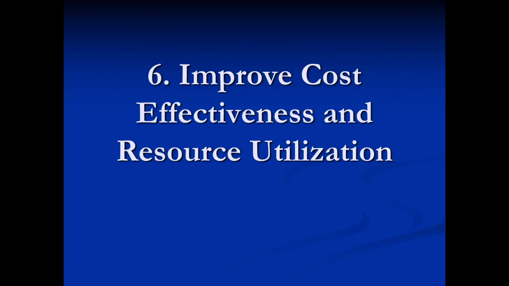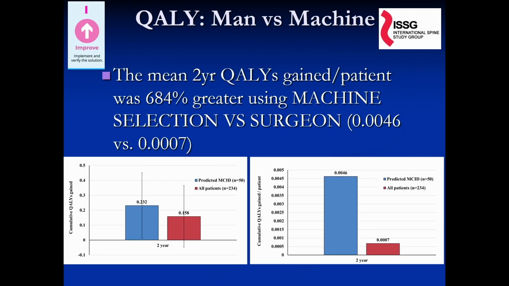Well, one of the things that's near and dear to all of us in modern medicine is cost effectiveness and resource utilization. This is where these predictive models can be most efficacious, probably. If you compare operating according to surgeon opinion versus operating according to predictive models of QALY, the QALY gain per patient was close to 700% greater if you operate according to what the machine recommended versus what humans did. Just let that sink in for a second.